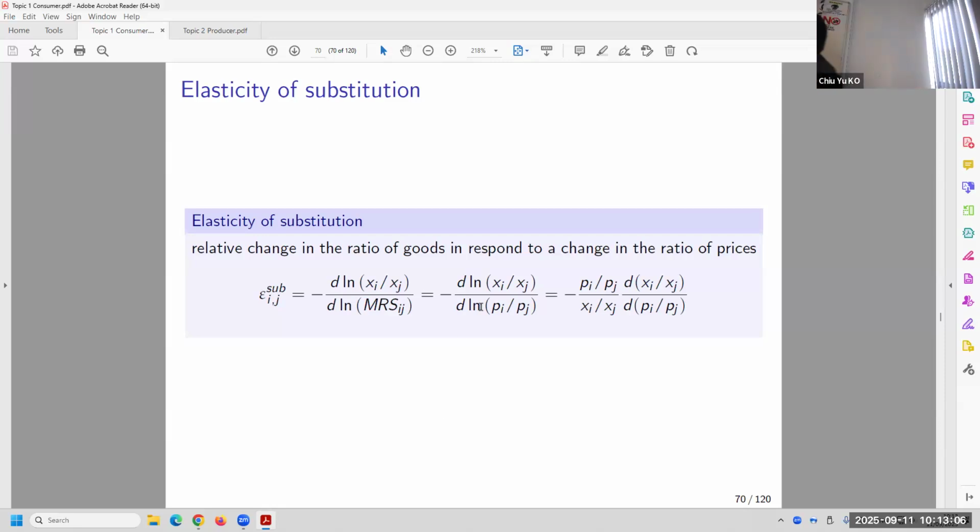If you know regression, what this means is: look at the consumption ratio, log it, and run the regression over the price ratio, log it. That is the substitution there. And this is often estimated in empirical studies. Cool? So that's something that you would be doing. That's why I mentioned it.